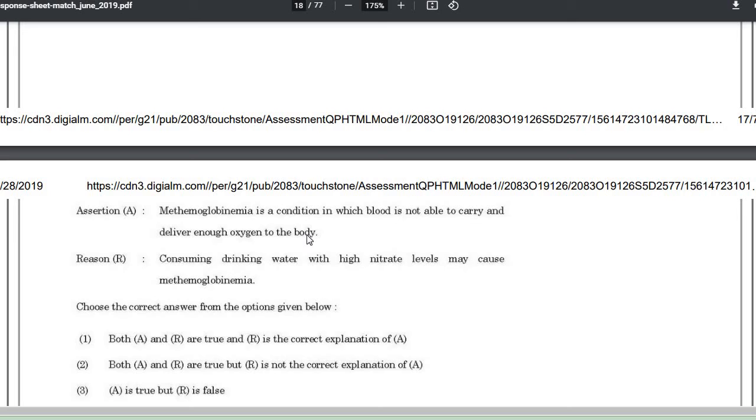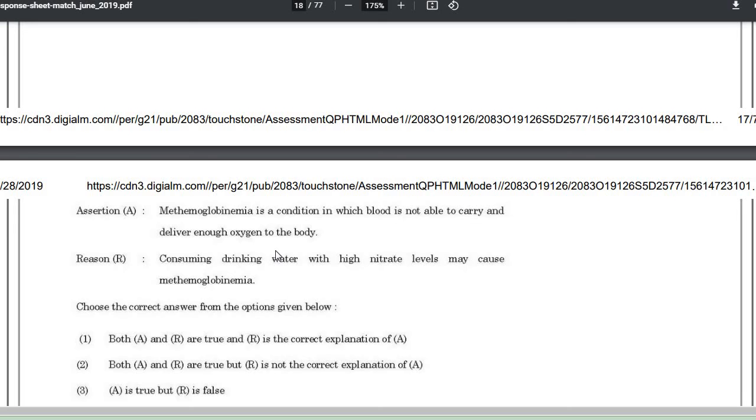Methemoglobinemia is a condition in which blood is not able to carry and deliver enough oxygen to the body. Consuming drinking water with high nitrate levels may cause methemoglobinemia. So methemoglobinemia is a disease caused by having high nitrate levels in the blood. Whenever you have taken high nitrate levels from water, this will cause it.